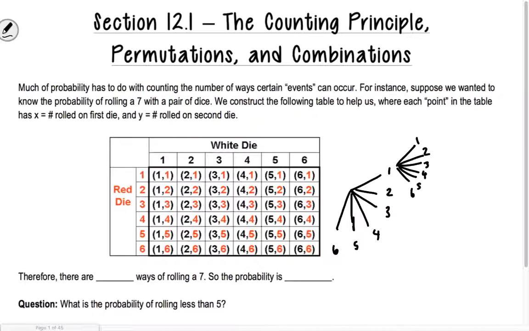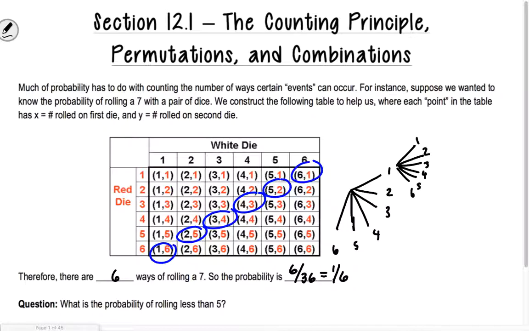So it says, therefore there are 6 different ways of rolling a 7. And you can count it. We could do a 1, 6, a 2, 5, 3, 4, 4, 3, 5, 2, 6, 1. So there's 6 possibilities. So our probability is 6 out of 36, which is 1/6.